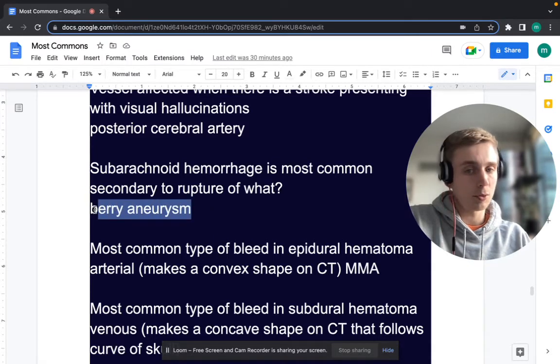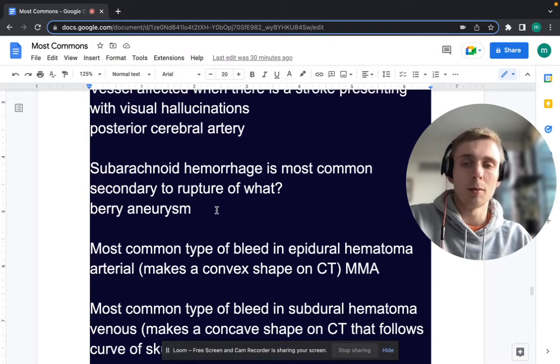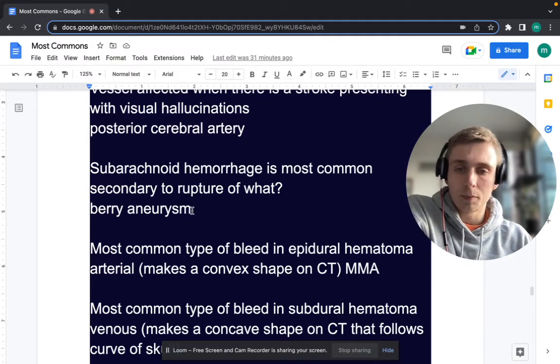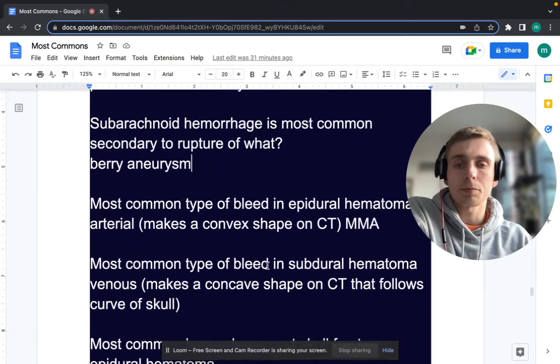If you have a ruptured berry aneurysm, what treatment should you give to decrease the vasospasm in the brain? The most commonly given is nimodipine. Nimodipine kind of sounds like amlodipine. It's a calcium channel blocker that's good for decreasing the risk of vasospasm after a berry aneurysm rupture and subarachnoid hemorrhage.